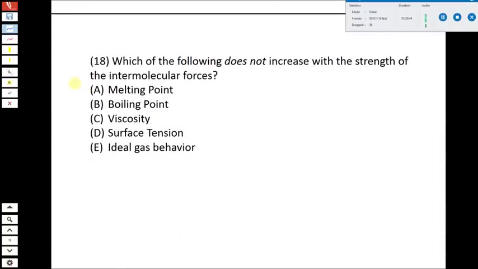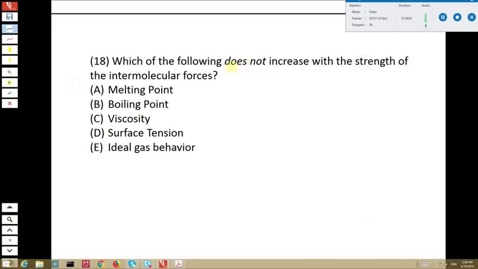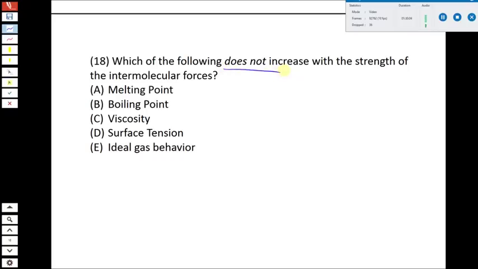All right, and then what we also have to deal with in Chapter 9 is certain key properties that relate to the intermolecular forces. The reason these intermolecular forces are important is that, especially for liquids and solids, they determine some of the key properties. They're correlated with the key properties. So we want to know which of the following does not increase with the strength of an intermolecular force.